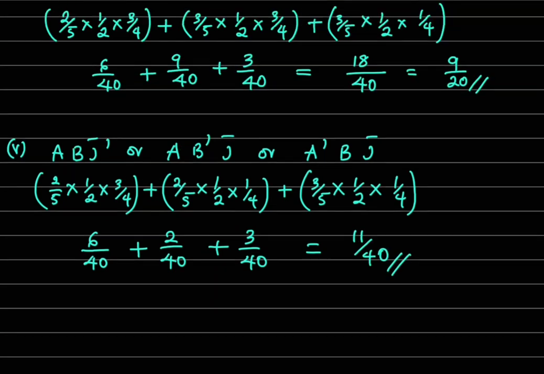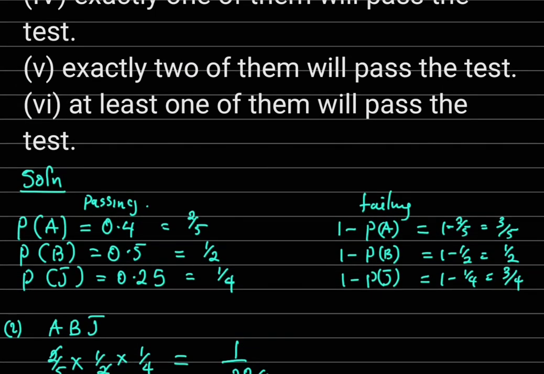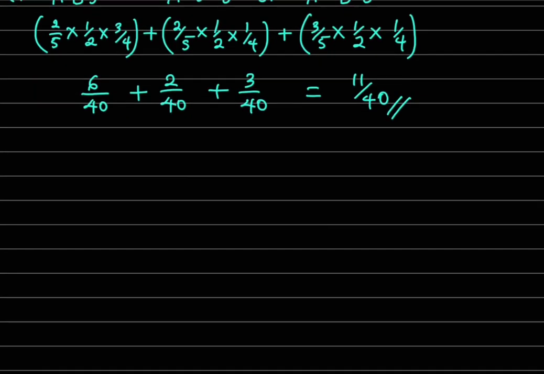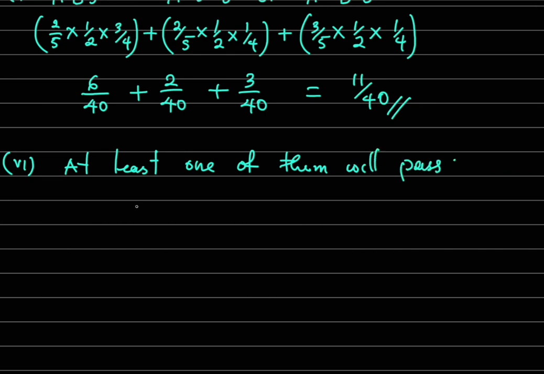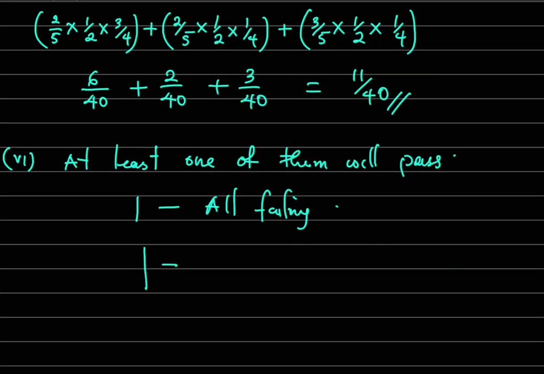So we've answered this. Then let's go to the last thing. The last thing says at least one of them will pass the test. Now, this is a very good question. It can be lengthy, but there's a short way of doing it, which I'm going to show you now. If I say at least one of them will pass, this is going to be calculated by saying 1 minus all of them failing. It's as simple as that. So we are going to have 1 minus all of them failing.